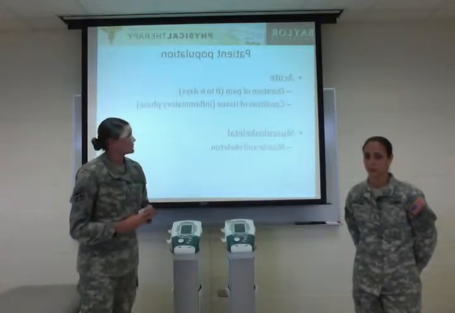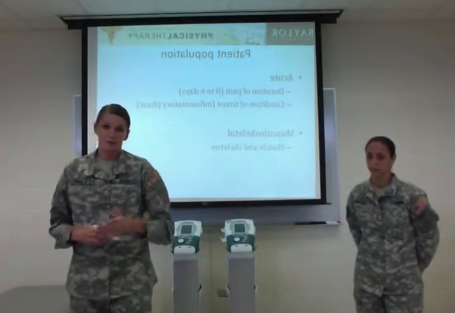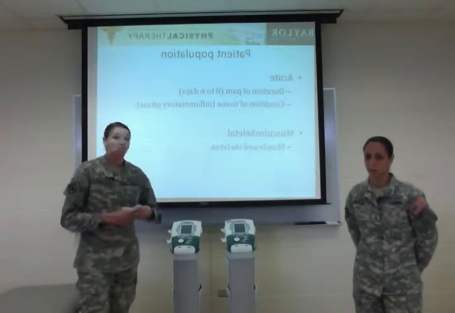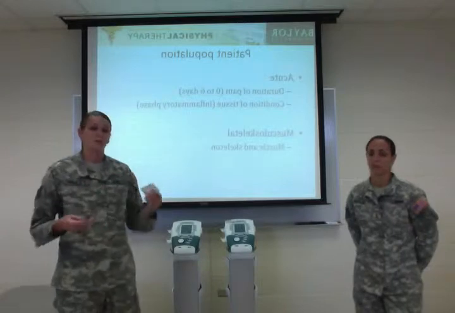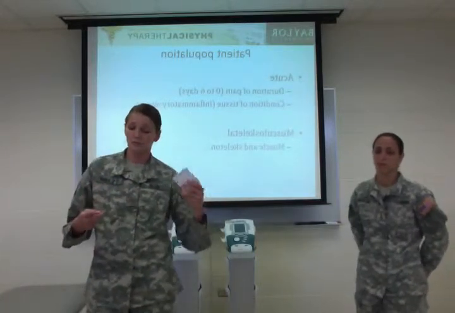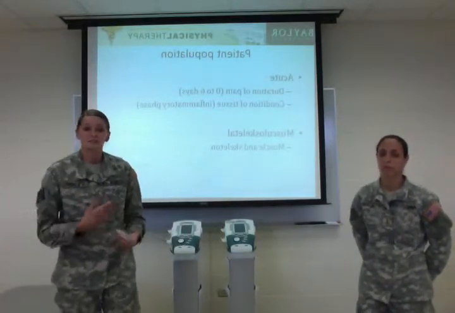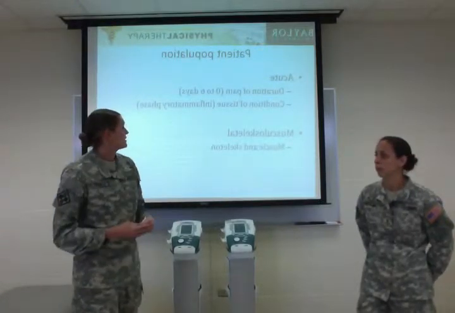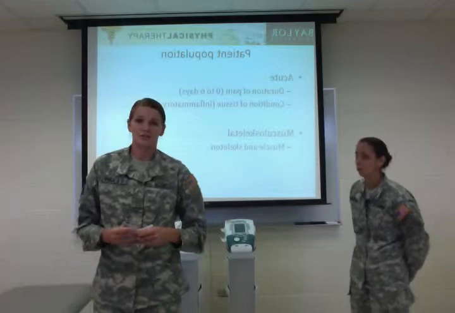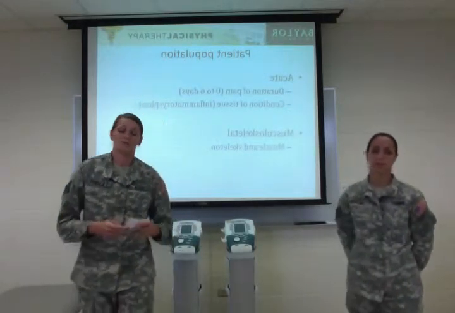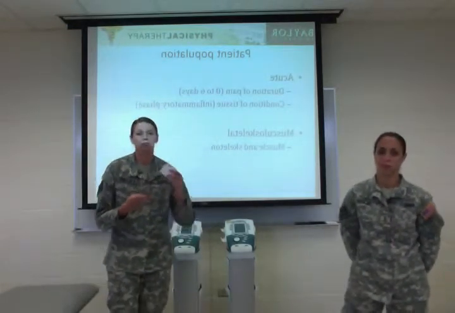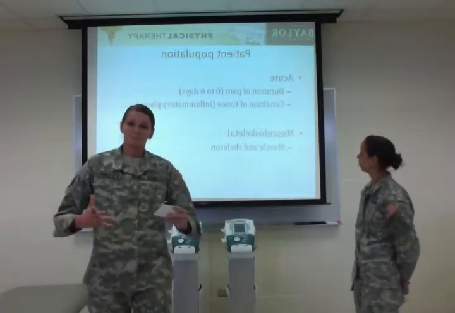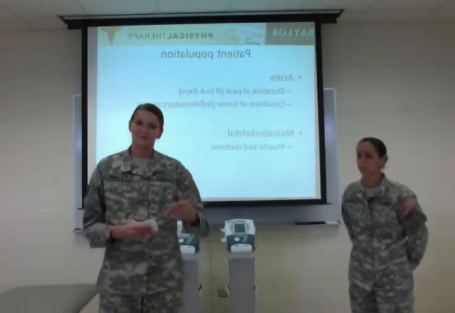So our patient population, we're going to detail each patient population for every article, but in general, what we're looking at is, first off, acute. And so acute is based on two things: the duration of time that you've had an injury for and the tissue status. So duration of time, we're looking at about 0 to 6 days post-injury. And then the condition of the tissue is actually in that inflammatory stage. So you're thinking of the 5 signs of inflammation: pain, redness, swelling, heat, and loss of function. Musculoskeletal is pretty self-explanatory. It's muscular or it's skeletal.